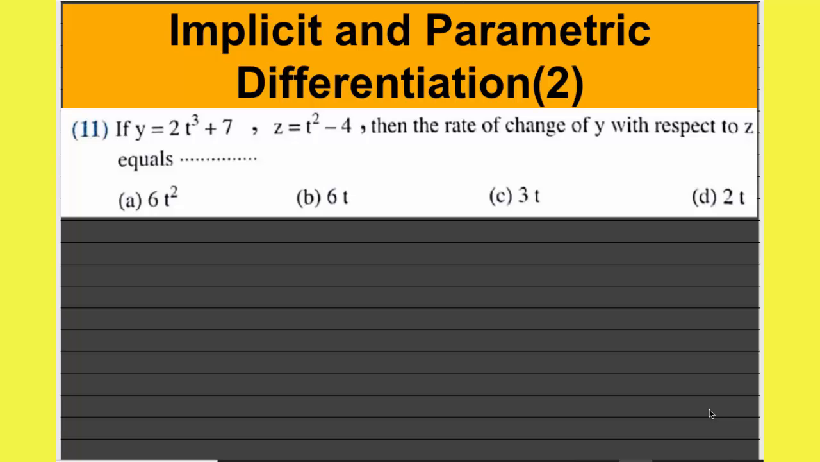Implicit and Parametric Differentiation Part 2. If y equals 2t power 3 plus 7 and z equals t square minus 4, then the rate of change of y with respect to z equals. Solution.